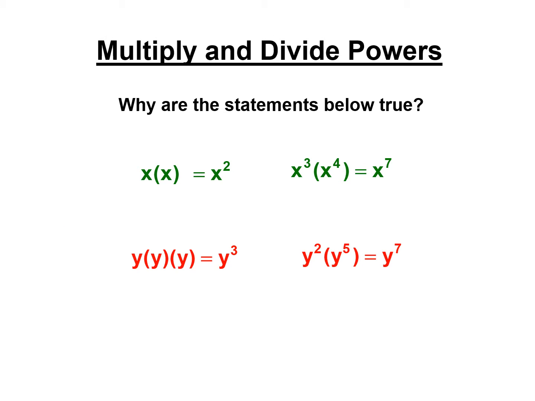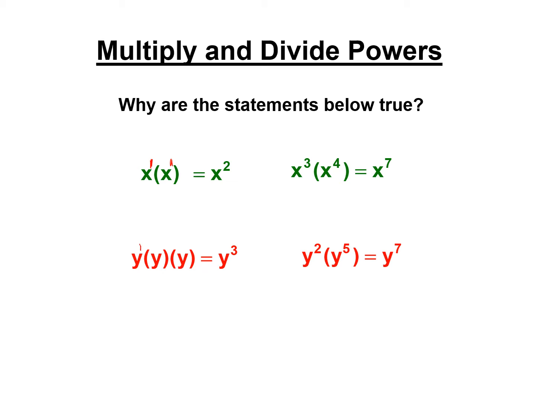So here we go. X times x is x squared. We already learned that, but I'm going to make it a little clearer here. That's x to the 1st times x to the 1st, which is x to the 2nd, or x squared. Interesting. X cubed times x to the 4th is always x to the 7th. No matter what number x is, they're always equal.